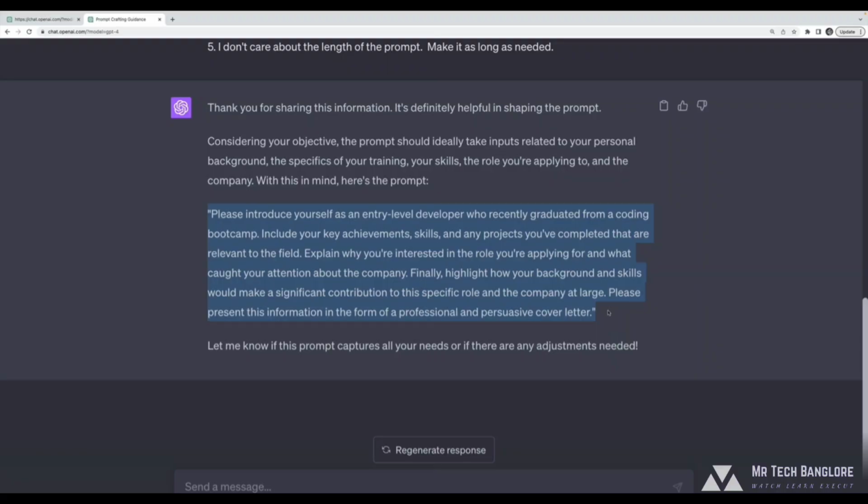Now here's the prompt. Please introduce yourself as an entry-level developer who recently graduated from a coding bootcamp. Include your key achievements, skills, and any projects you've completed that are relevant to the field. Explain why you're interested in the role you're applying for and what caught your attention about the company. Finally, highlight how your background and skills would make a significant contribution to the specific role and company at large. Please present this information in the form of a professional and persuasive cover letter. Okay. So it's written me this prompt.